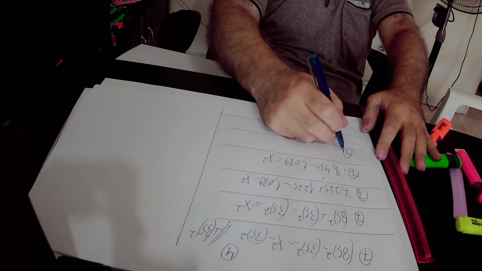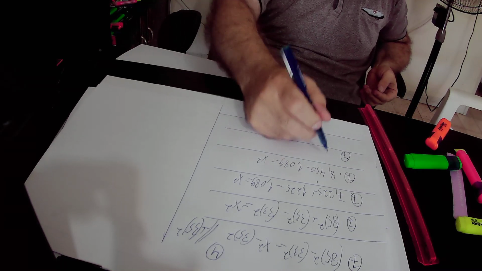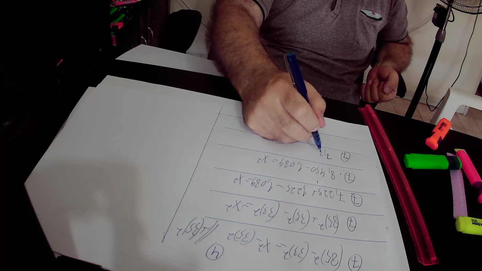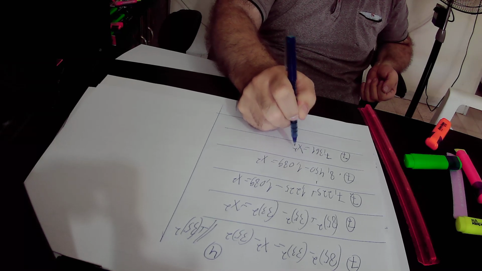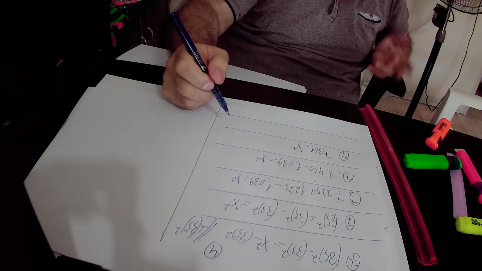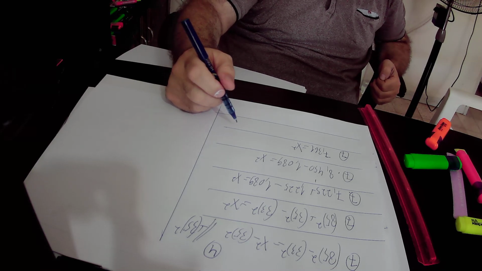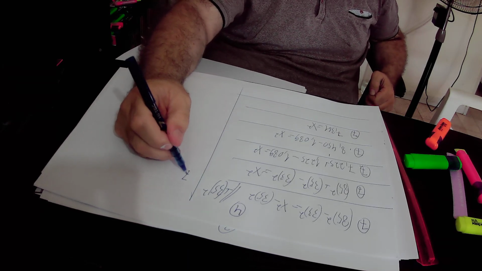And 8,450 minus 1,089 is equal to 7,361, that is equal to x squared. So according to equation number 7, we found out that x squared equals 7,361.